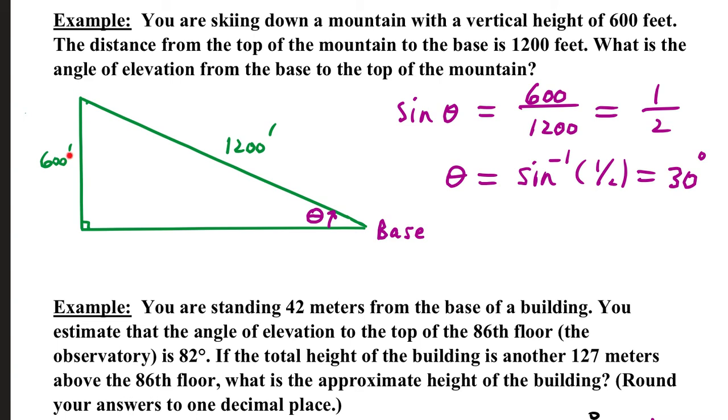Well, 600 is opposite of it. 1,200 is the hypotenuse, because that's the longest side of the right triangle. What trig function uses opposite over hypotenuse? Sine, very good. So if you take the opposite over the hypotenuse lengths, simplify, you get 1/2. From the chart, the sine row, you find 1/2, go up, and you will find 30 degrees. That's the angle of elevation from the base to the top of the mountain.